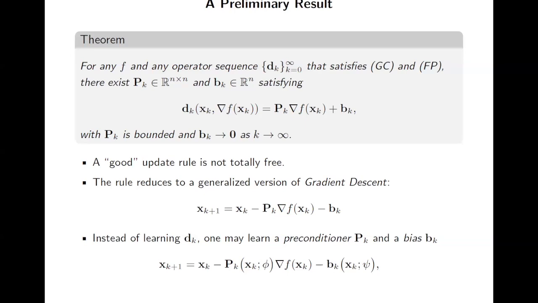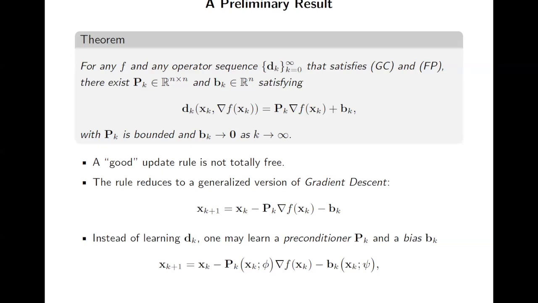Because the operator satisfies this structure, this inspires us that instead of learning the whole operator, we can use the neural network to suggest the preconditioner pk and bk instead of the update direction dk, because we want our algorithm to satisfy the two basic conditions. Hopefully it will be more reliable. And this is the easiest case.